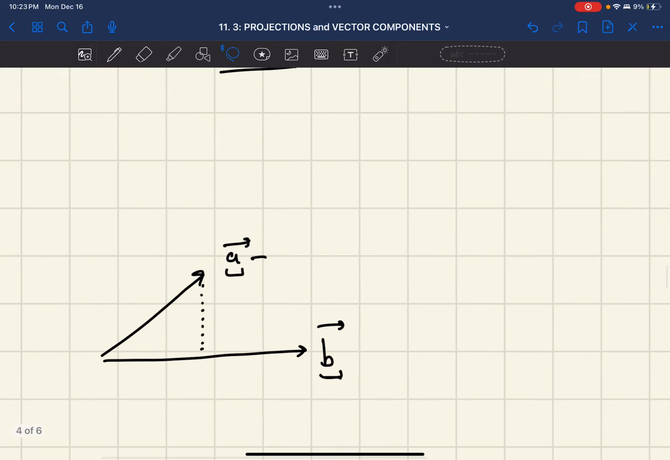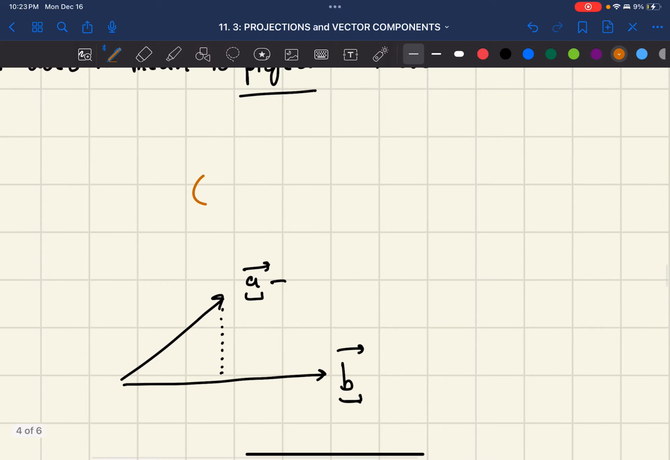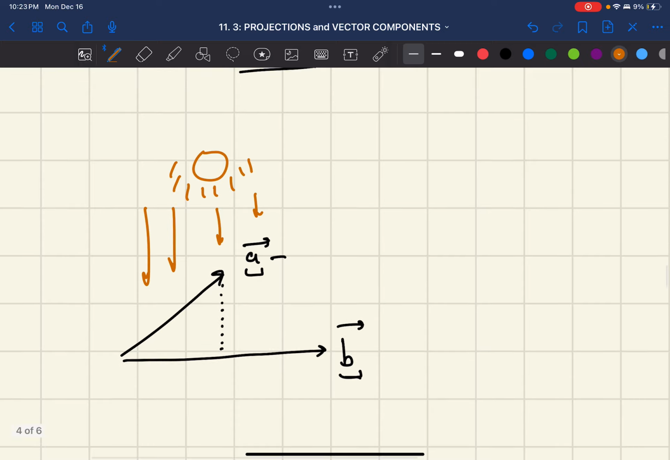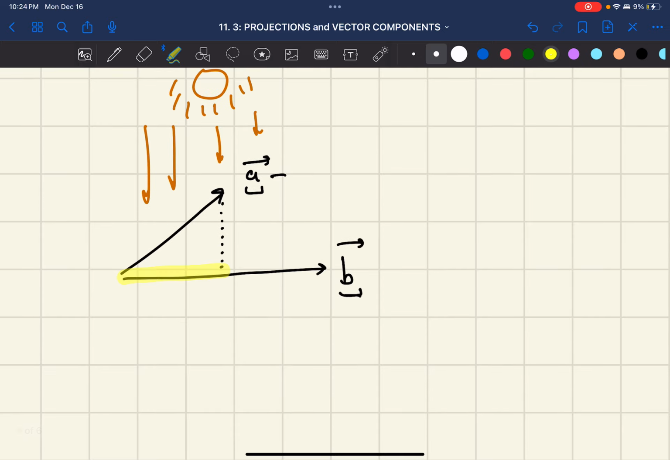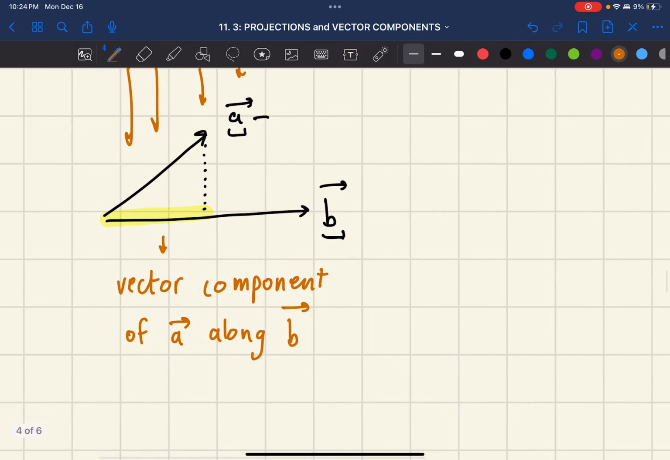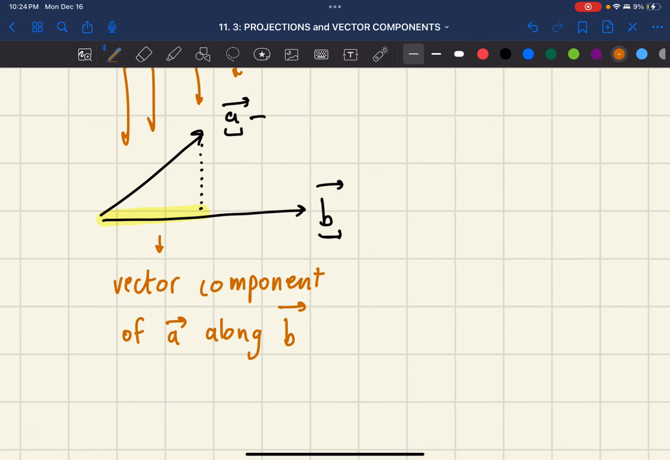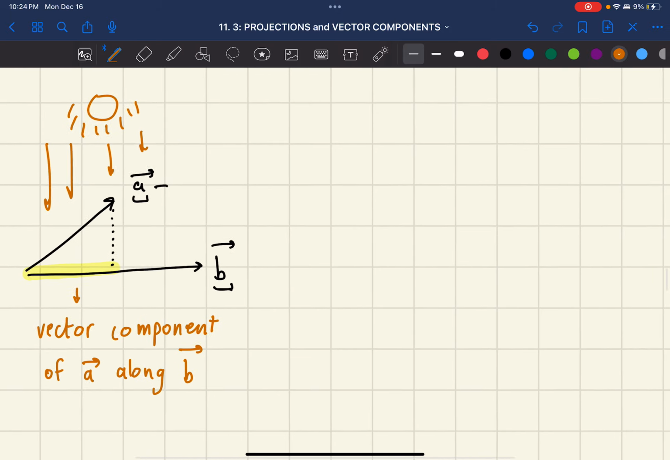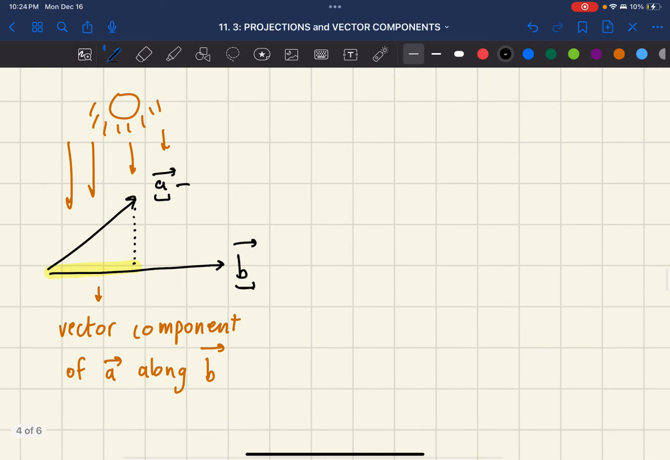An intuitive example to think of it would be, imagine if we had a source of light, like the sun, at the top of vector A. What would the shadow look like? That's right. The shadow would be this portion right here. And this portion is known as the vector component of A along B. Essentially put, it is the part of vector A that lies in the direction of vector B.